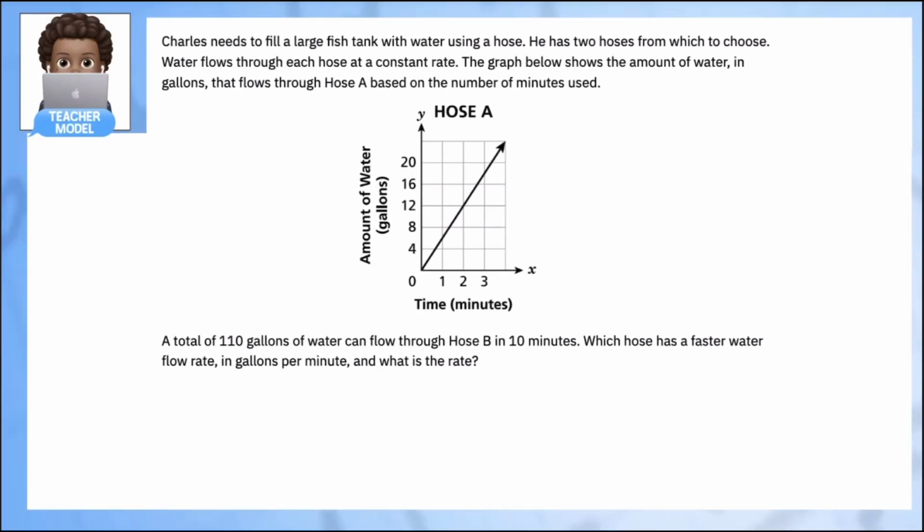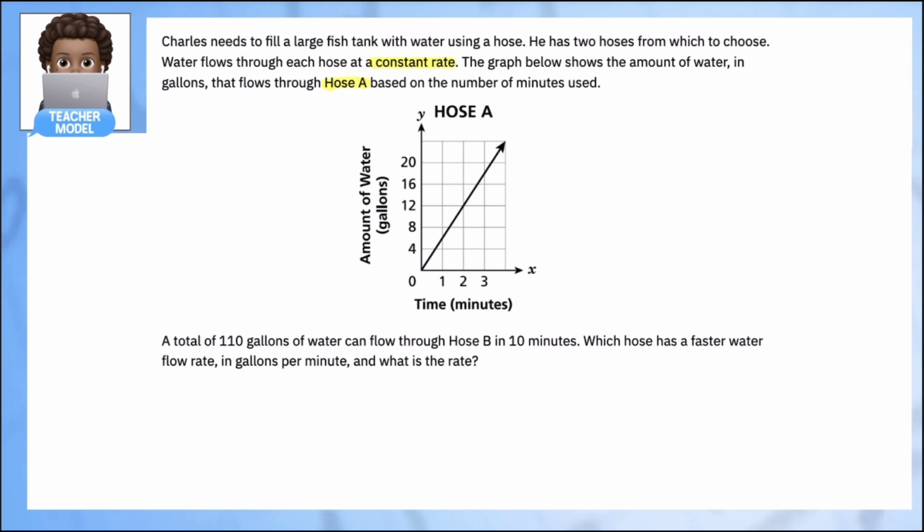Now that we know how to find a rate using a graph, let's actually put it into practice in this problem. Charles needs to fill a large fish tank with water using a hose. He has 2 hoses from which to choose. Water flows through each hose at a constant rate. The graph below shows the amount of water, in gallons, that flows through hose A based on the number of minutes used. So yeah, that always makes me chuckle too. Hose A reminds me of my brother.